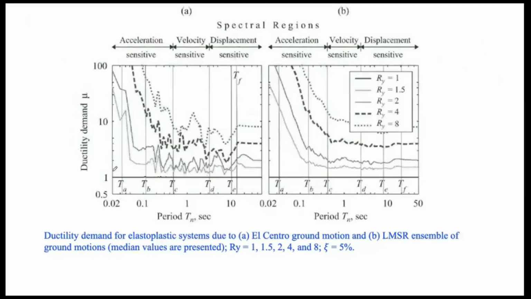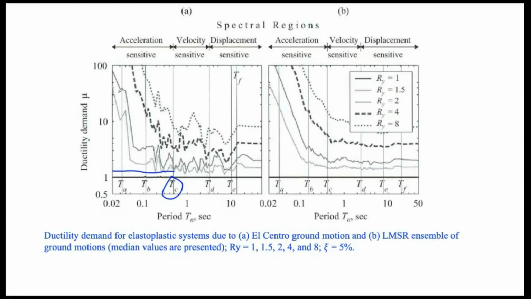Okay, the same behavior can also be seen in terms of the ductility. For example, if I make Tn equal to Tc, you will see that ductility is equal to almost the amount of strength reduction applied. I'm reducing Ry by 1.5, so I'm getting almost the same ductility, almost 1.5. For 2, I'm getting almost ductility equal to 2. Okay, 4, 8, and so on.